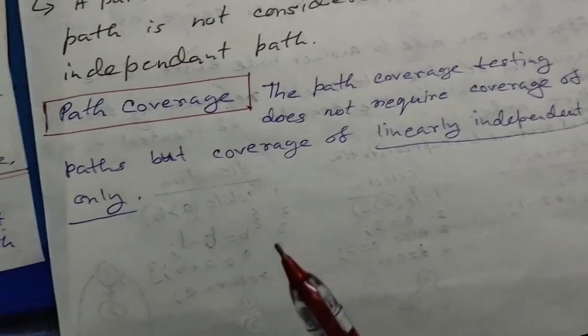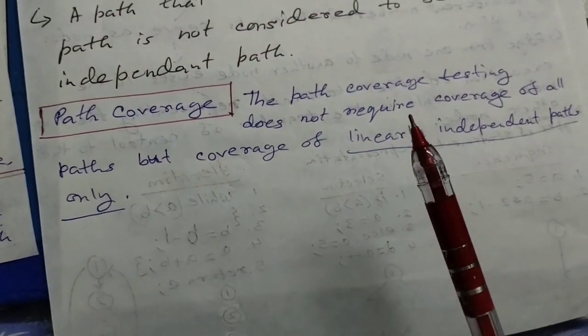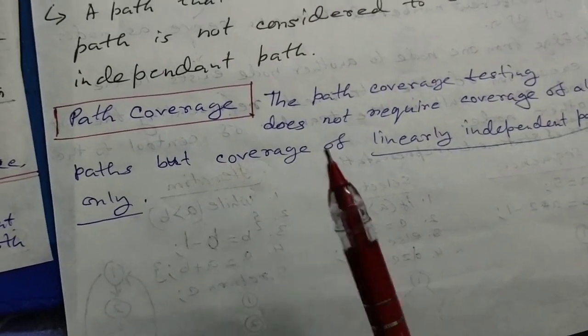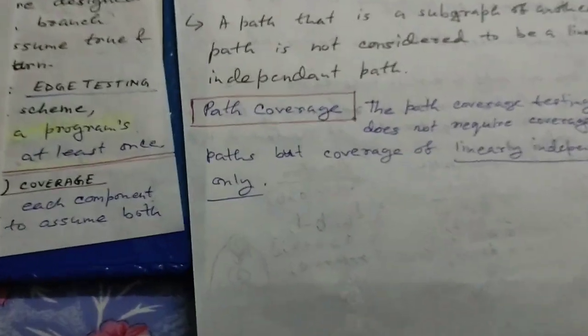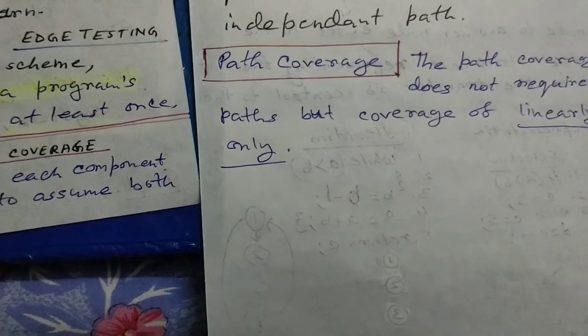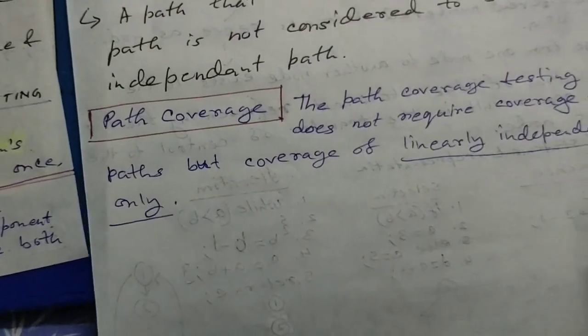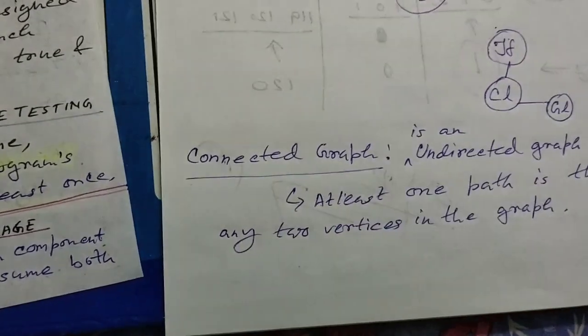Now, what is path coverage? In path coverage, testing does not require coverage of all paths but coverage of linearly independent paths. So those paths which are linearly independent, these will be checked in path coverage only.